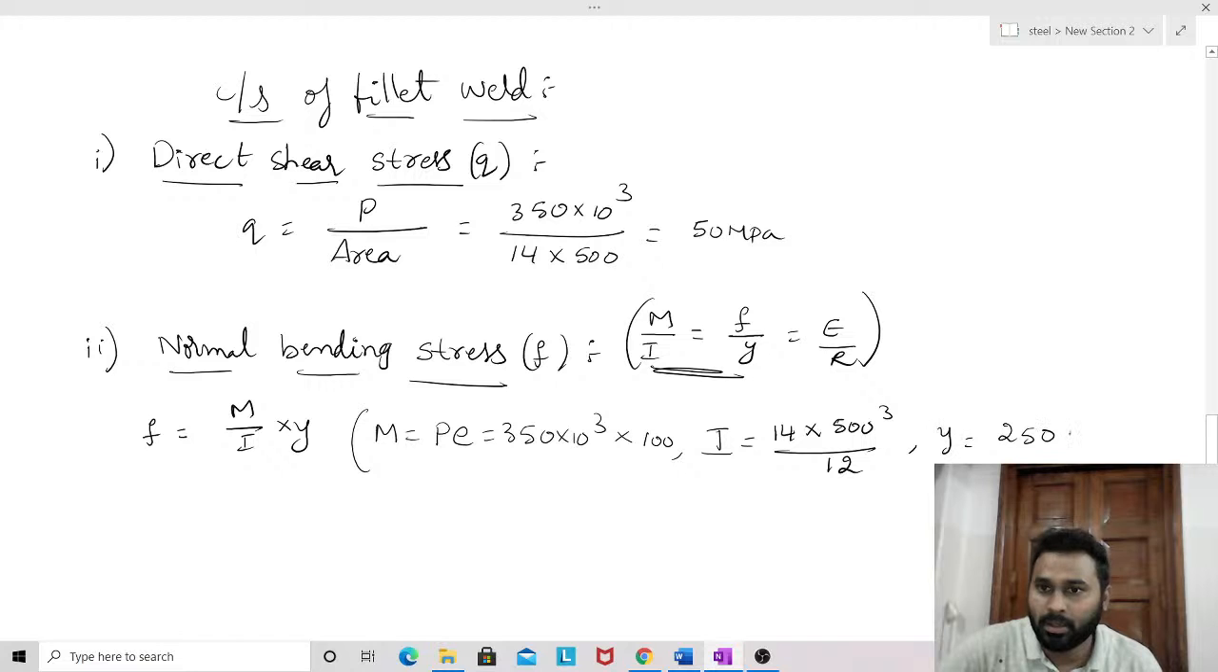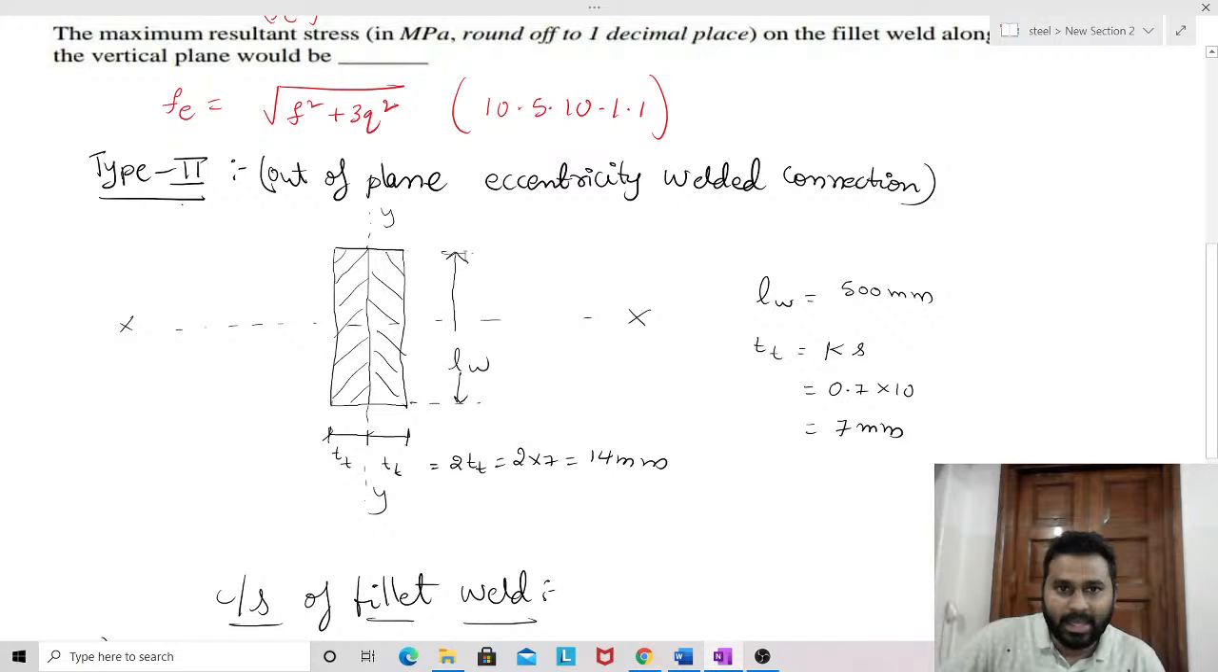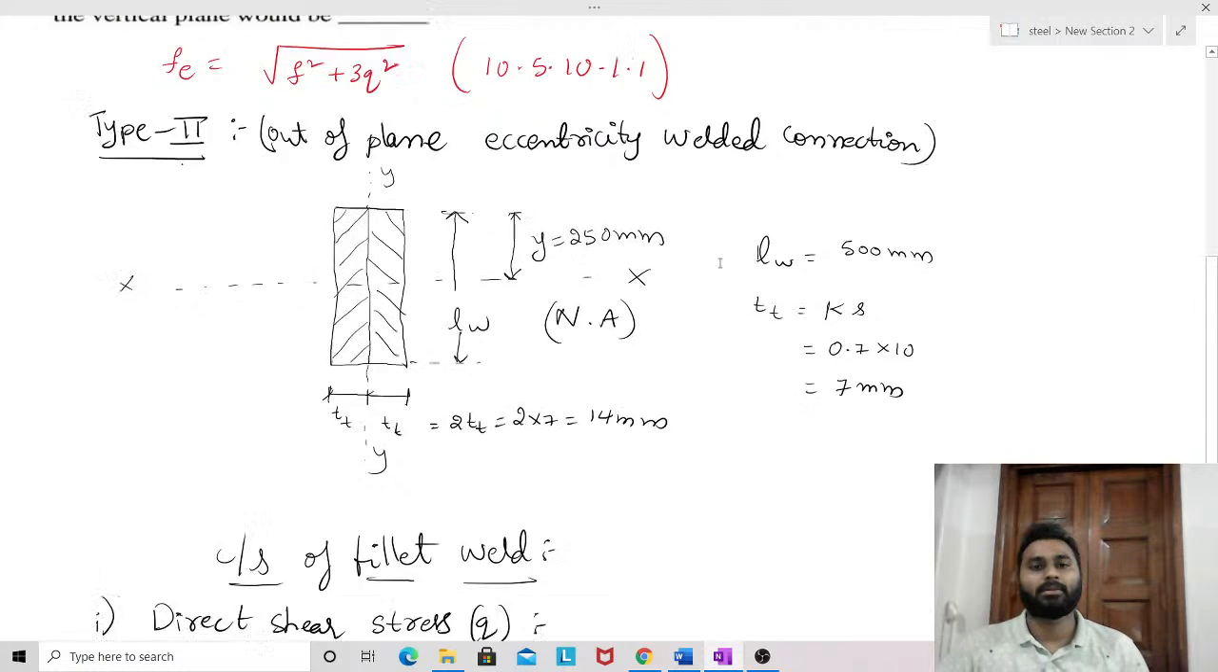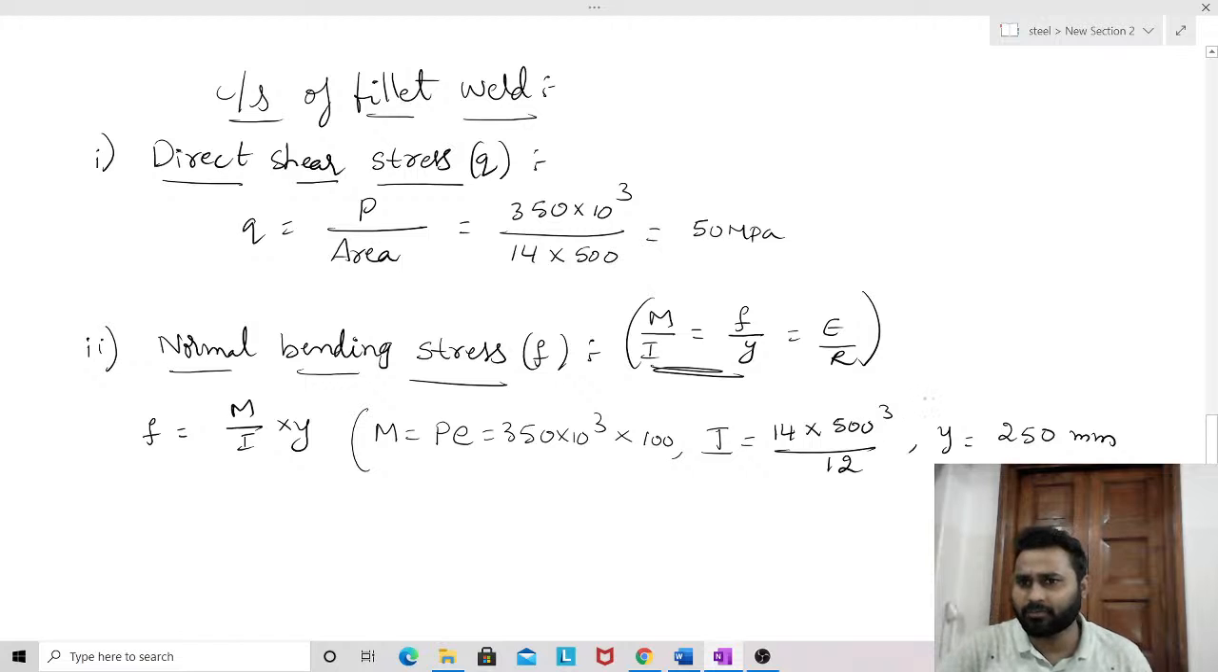So here the total length, or you can say total depth of this cross section, is the length of the weld, 500 mm. Now the x-axis itself is the neutral axis. Y is the distance of the extreme fiber from this neutral axis. Obviously this is the Y, right? 250 mm. Is it clear? These are the given parameters in that formula, and that formula is from simple bending theory, right?